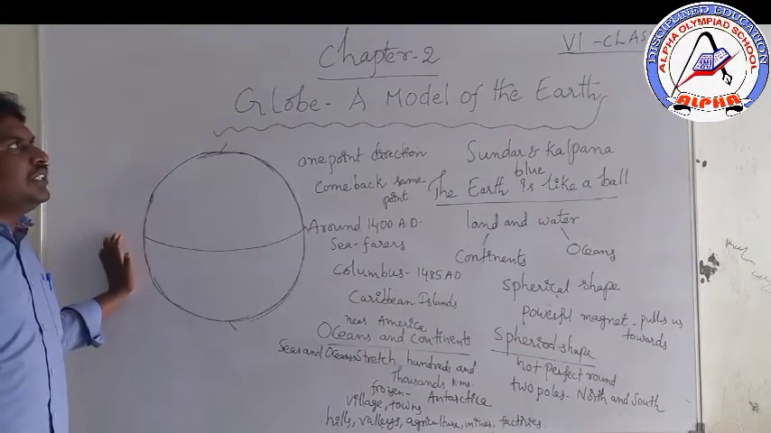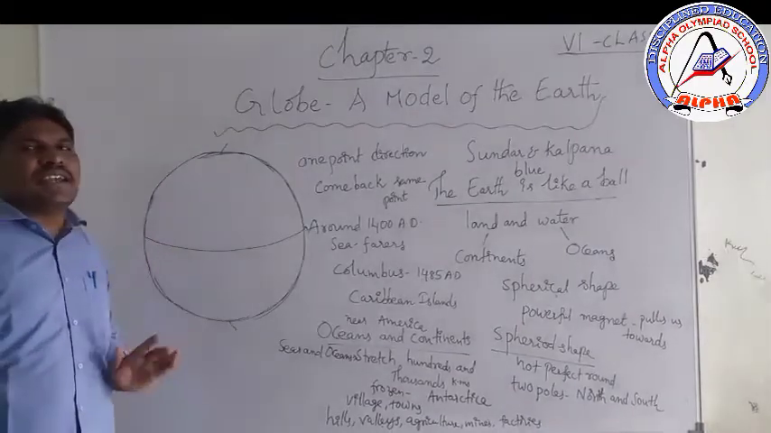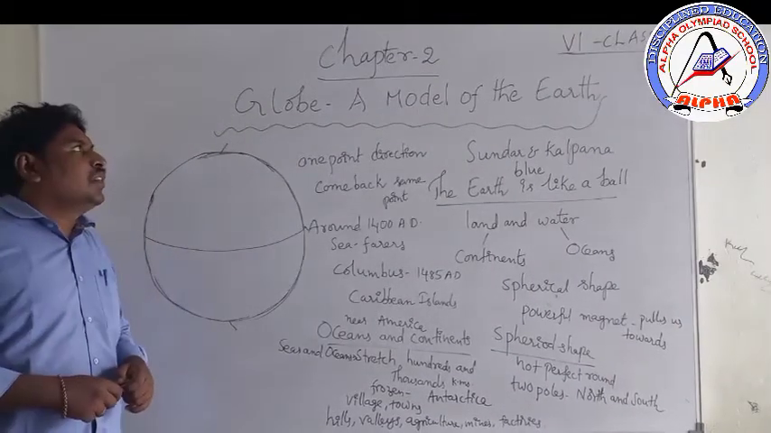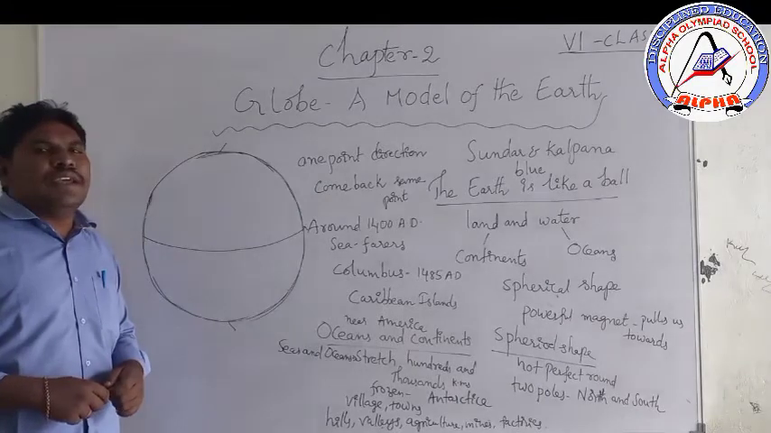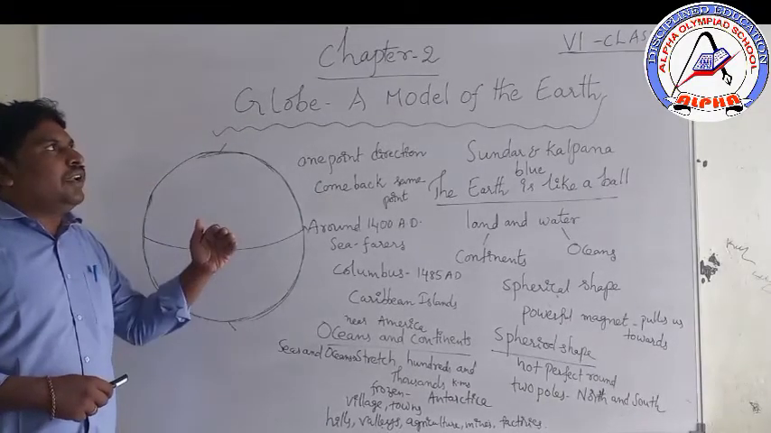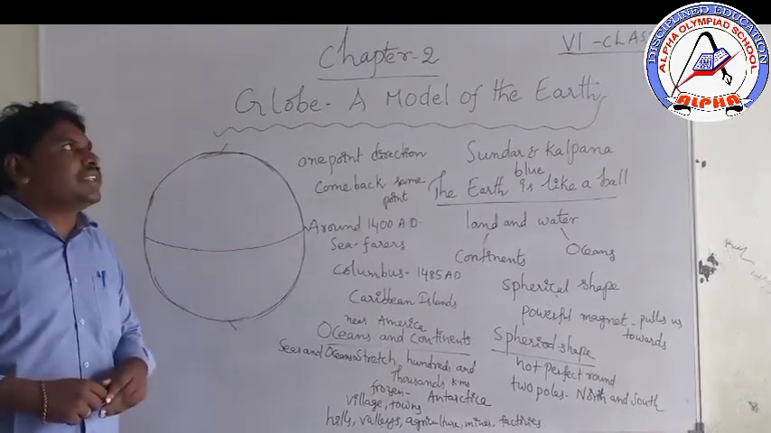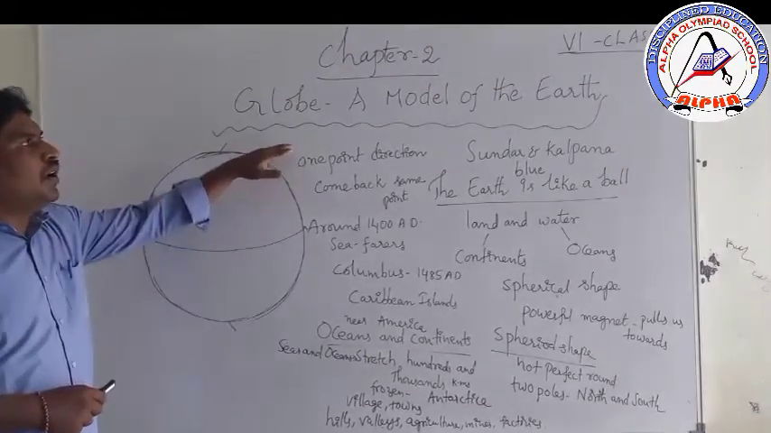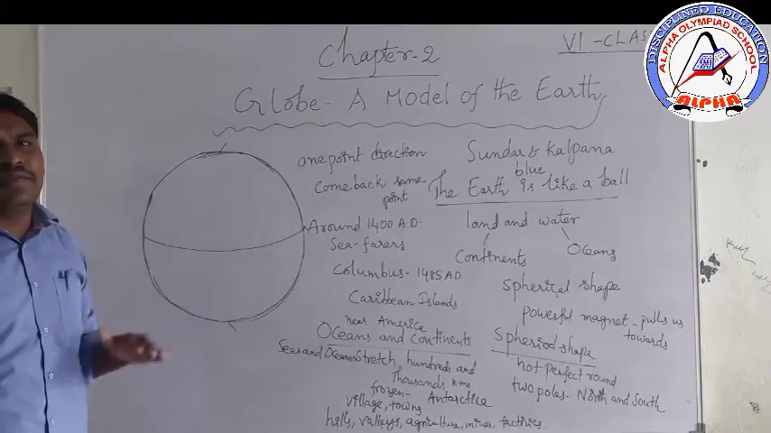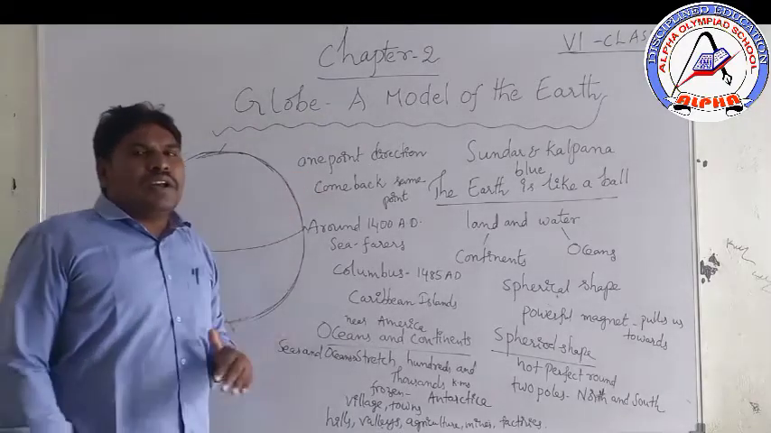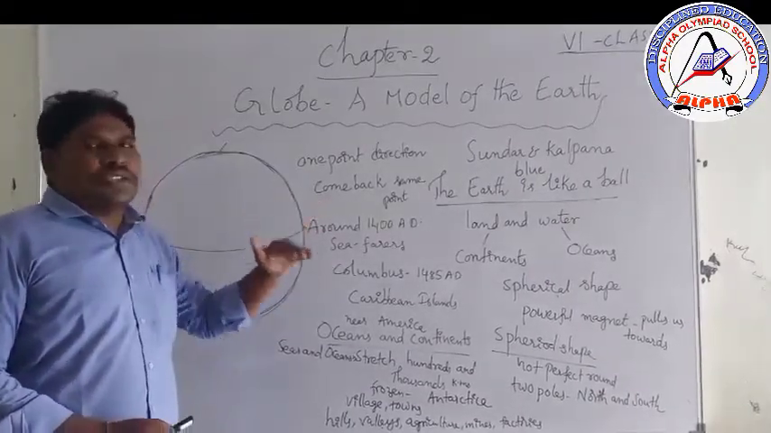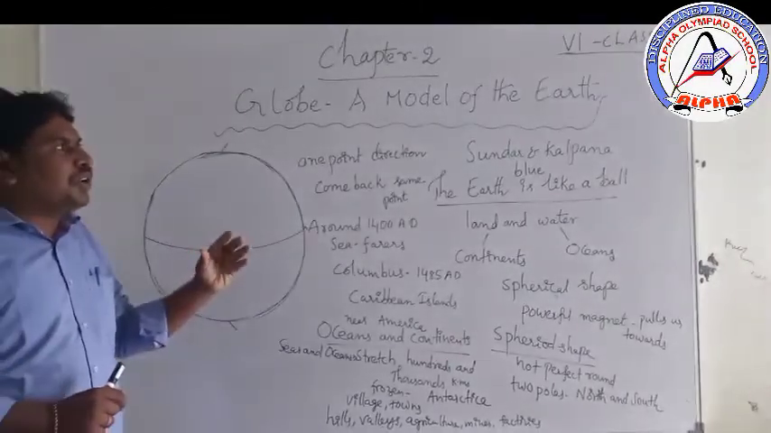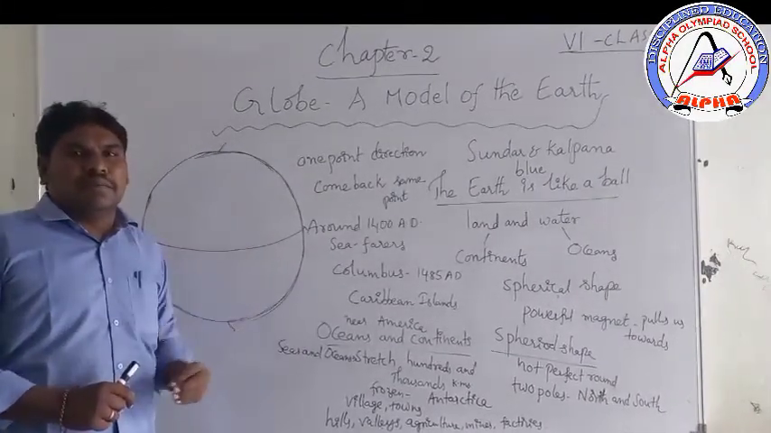Surendra. This is chapter 2 in our 6th class Social Studies, Globe, a model of the Earth. Today we can discuss the second chapter. First of all, to discuss this topic, our textbook gives an example.